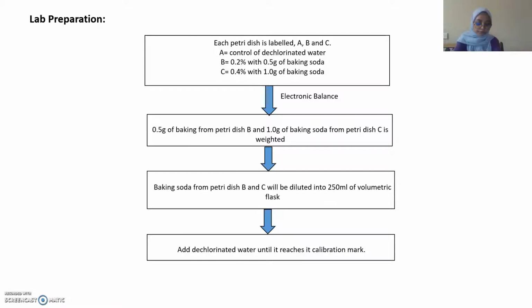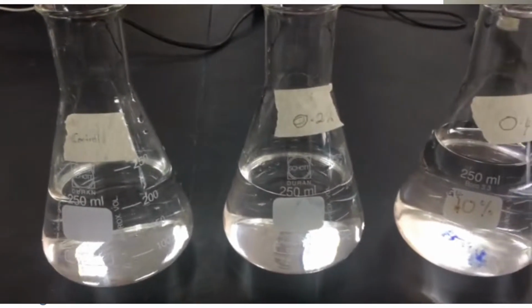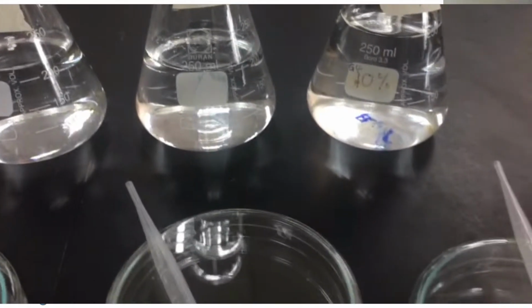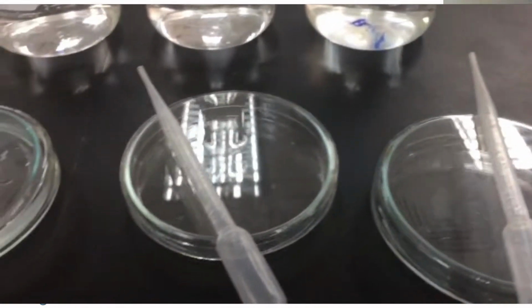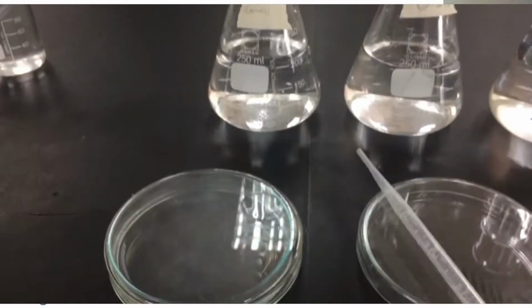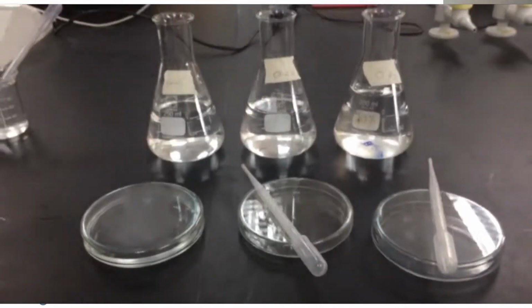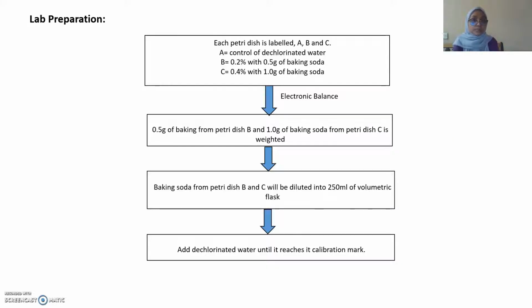As you can see here, we have 3 petri dishes: petri dish A, B, and C. Petri dish A is the control, which is filled with dechlorinated water. Why do we use dechlorinated water? Dechlorinated water is used to remove all the chlorine and any contaminations. These contaminations can prevent the fish eggs from developing well.